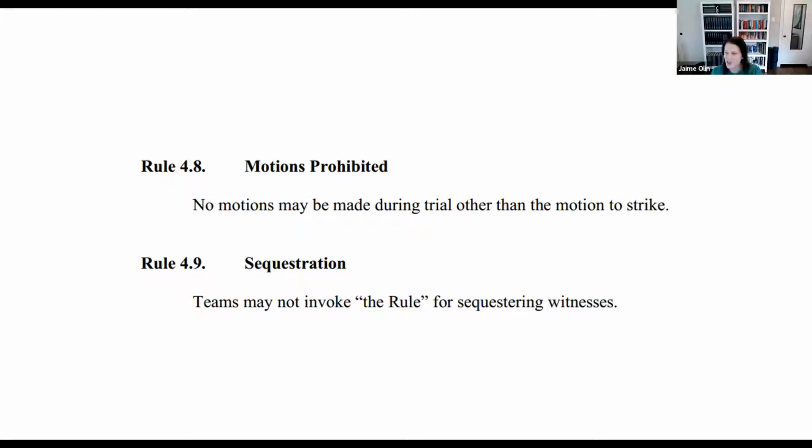We had a question asking if we can clarify what you mean by motion to strike. In this case, my assumption is that a motion to strike would be, if a witness started testifying to hearsay and you objected to hearsay, you would say, I move to strike from the record what the witness just said. Great.